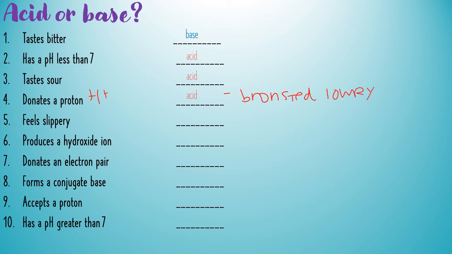Feel slippery, base. A lot of soaps are bases, if you can remember that. Produces a hydroxide ion. Hydroxide is OH. Base. And that is the Arrhenius definition. Donates an electron pair, base. Forms a conjugate base, acid. Accepts the proton, base. pH greater than 7, base.